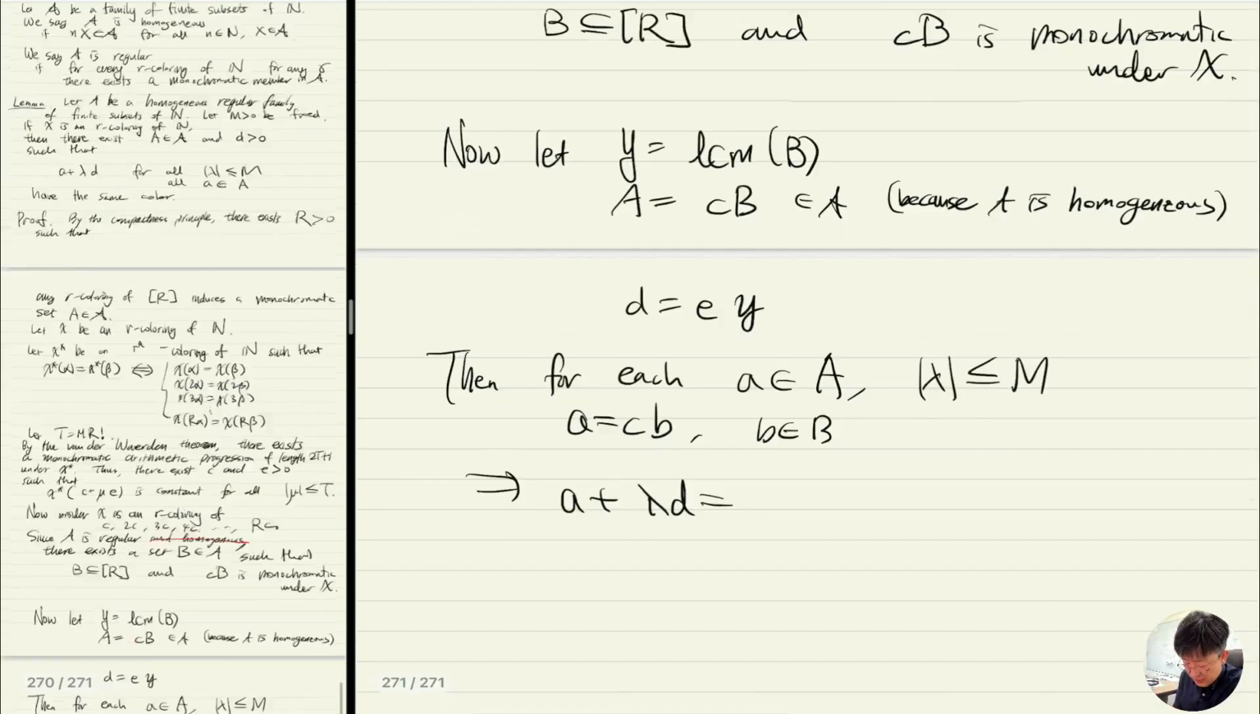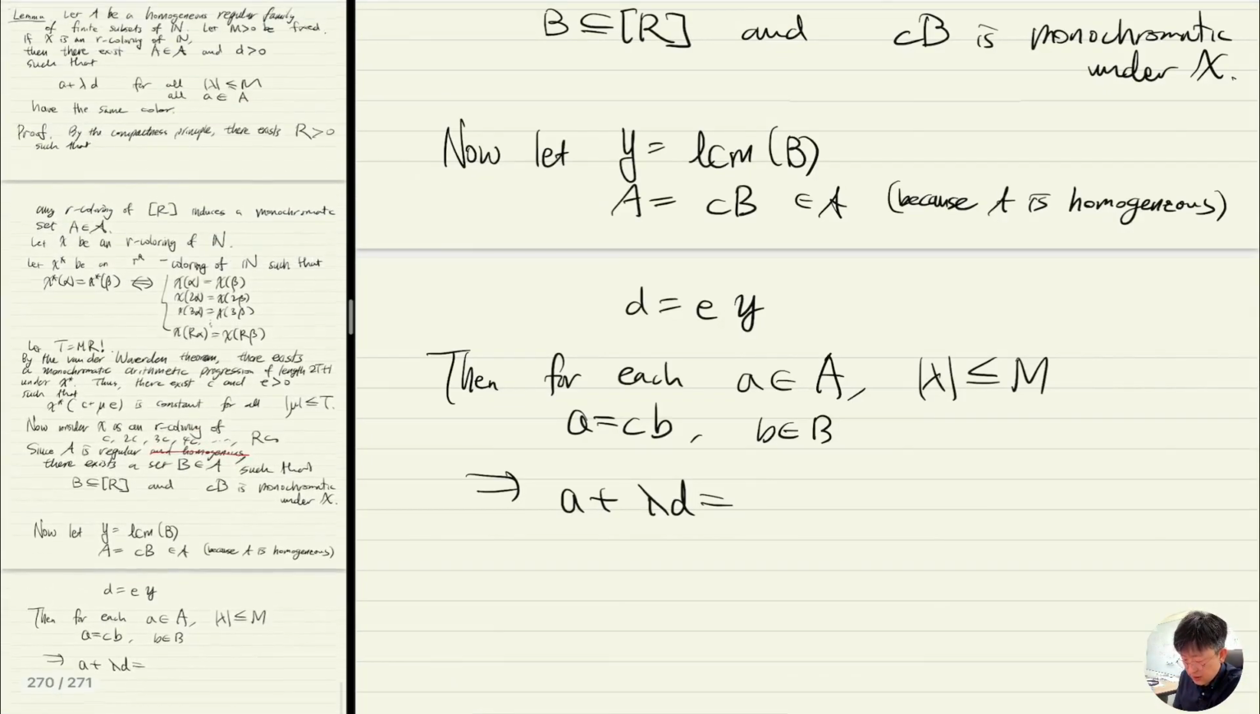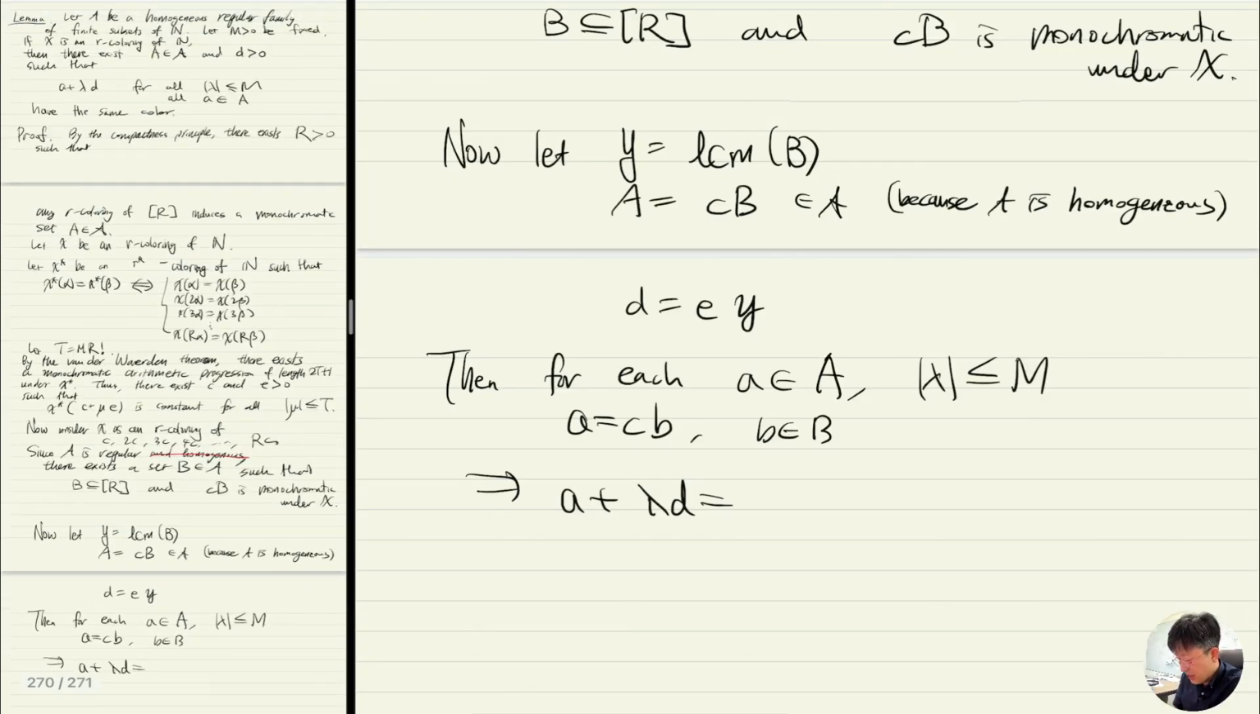this is what we are aiming at, right? We want to say that a plus lambda d is monochromatic. This is c times b plus lambda times e times y. But y is the least common multiple of all elements in B, so in particular, this b divides y. So b times c plus lambda e times y over b.